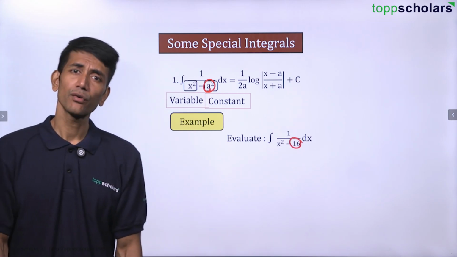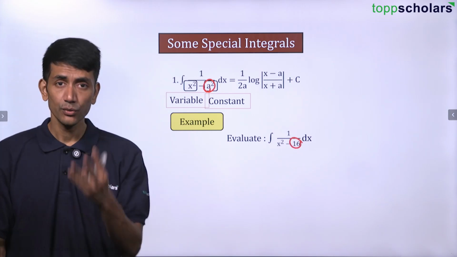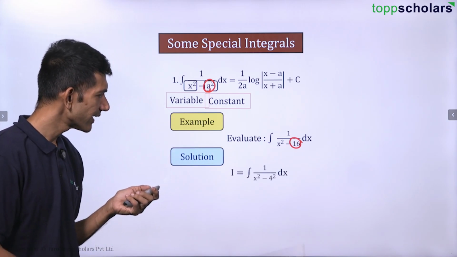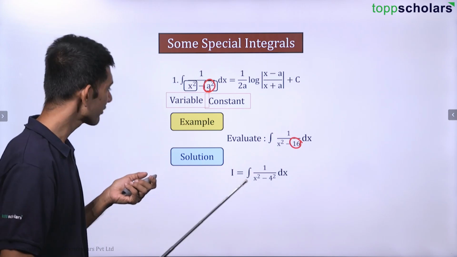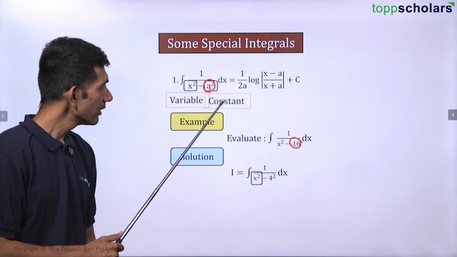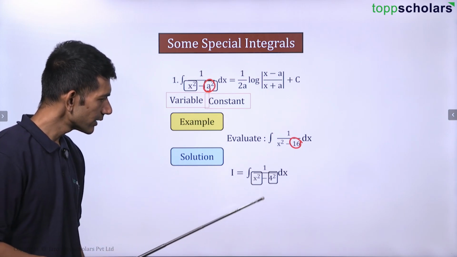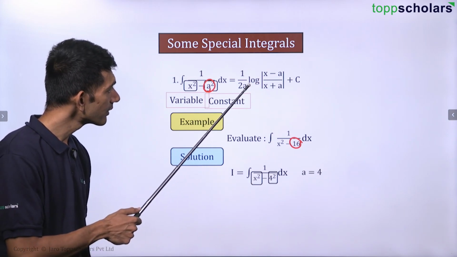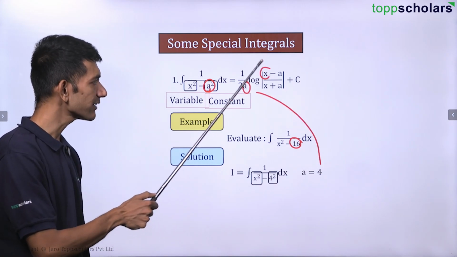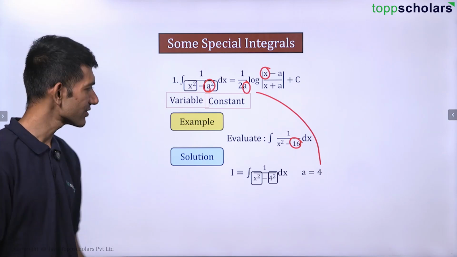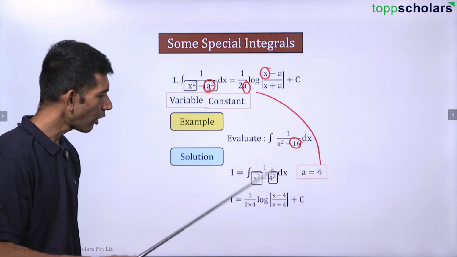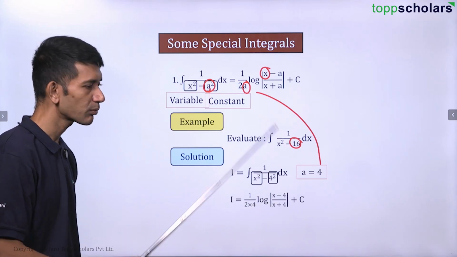So 16 is the square of what? 16 is the square of 4. So can I say this becomes integration of 1 by x square minus 4 square, because 4 square is 16. So this further can be written as 1 by 2a, where a is 4. X remains x only, it's not going to change, right? So this is 1 by 2 into 4 log of x minus 4 by x plus 4 plus c.